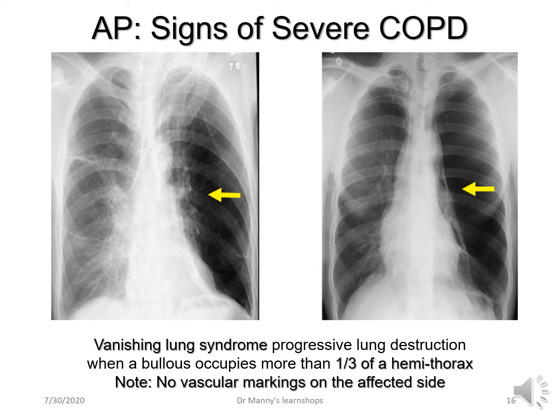Here's an example of severe COPD, sometimes referred to as the vanishing lung syndrome, because with COPD, depending on the cause, there's progressive lung destruction, and this is when the bullous or the large aneurysm occupies more than a third of the hemithorax, which means a third of the lung tissue is actually destroyed, or more than. And how you recognize that is because you've got increased blackness on the affected side compared to the other side, there are no vascular markings. And if there are no vascular markings, this either indicates a pneumothorax or it indicates that you have a bullous or a bleb.